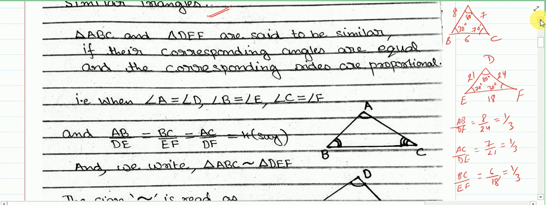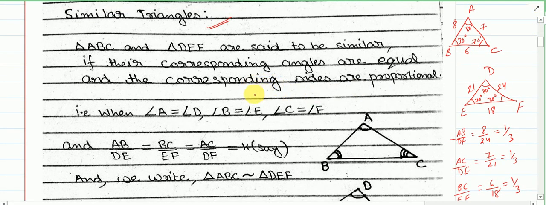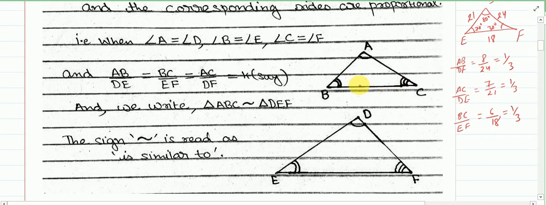Okay, so what you are supposed to do is you will write down this: triangle ABC and triangle DEF are said to be similar if their corresponding angles are equal and the corresponding sides are proportional. So here I have taken two triangles, you can see ABC and DEF. Okay, so here corresponding angles A, D, B, E, C, F.